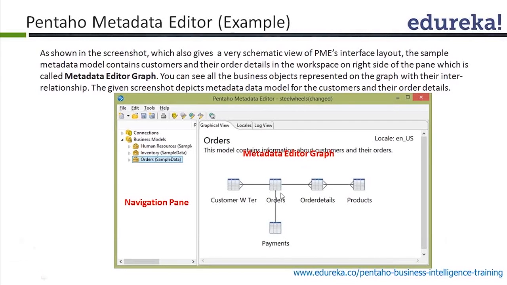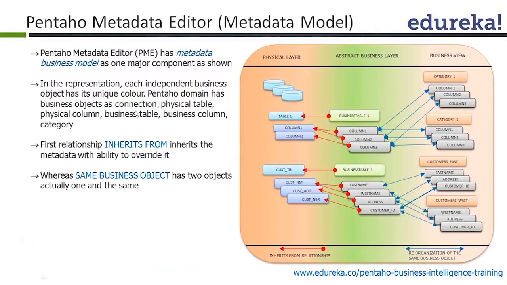Other than this metadata editor, I'm sure you must have used a different editor, like Data Designer, which is a very famous tool using which you can come up with such views, such mappings. So this is how this metadata model works. On the right side, there are two layers mainly, and the middle one is the abstract layer. So the metadata business model is one major component as shown.